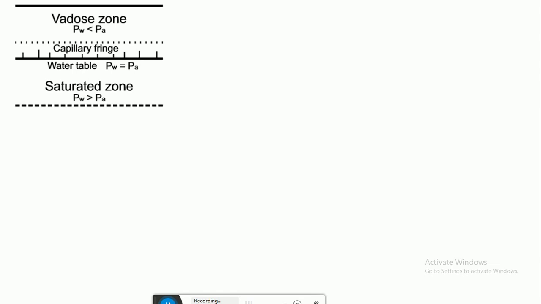If PW is the water pressure and PA is the atmospheric pressure, and in the vadose zone the water pressure is less than the atmospheric pressure.